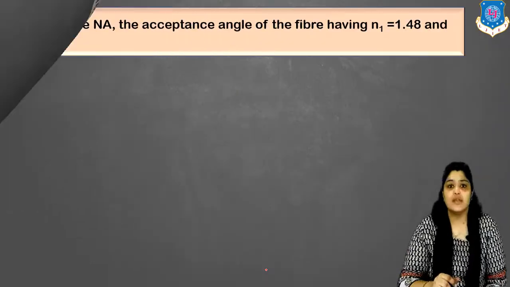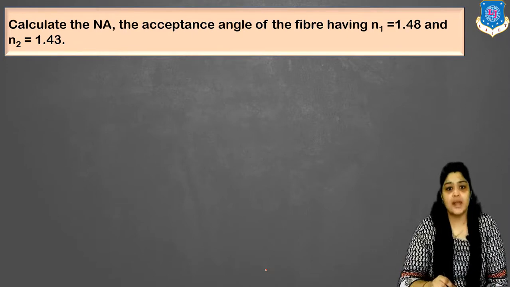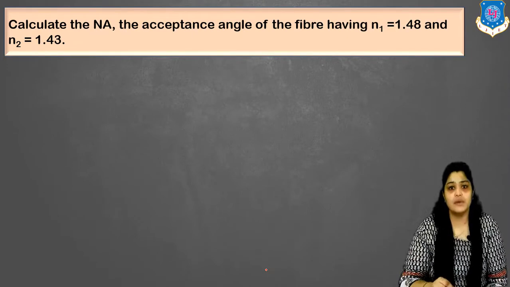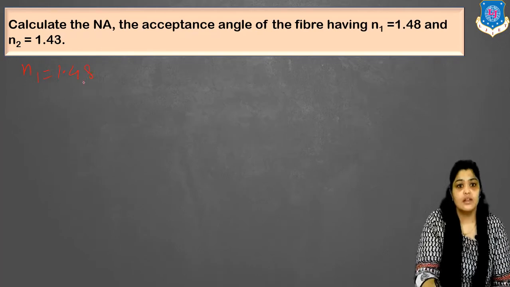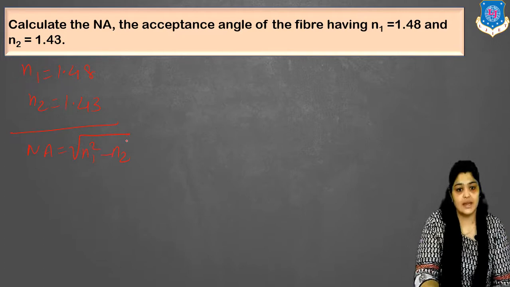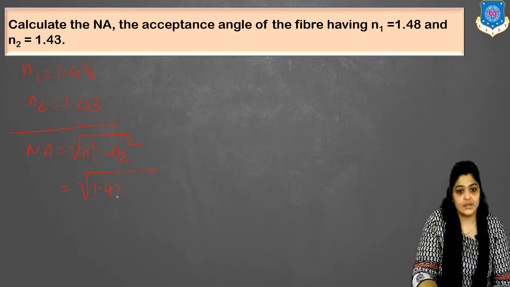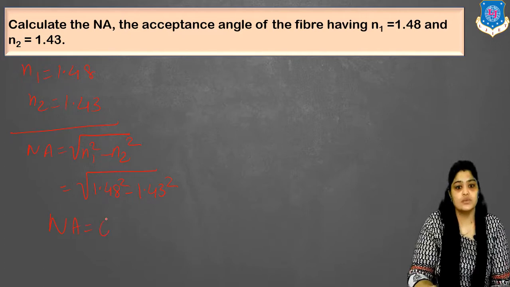Now let's move on to the next one. You have to calculate the numerical aperture and acceptance angle of a fiber having n1 as 1.48 and n2 as 1.43. How do I find the numerical aperture? The numerical aperture equals the square root of n1 square minus n2 square, which is the square root of 1.48 square minus 1.43 square. So the numerical aperture equals 0.3814. This is the answer.